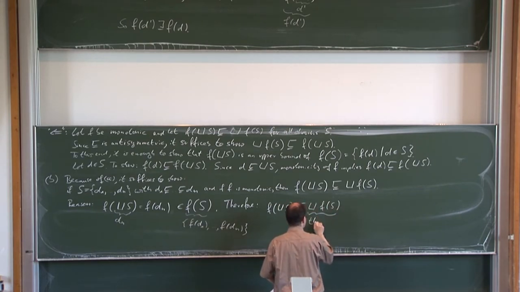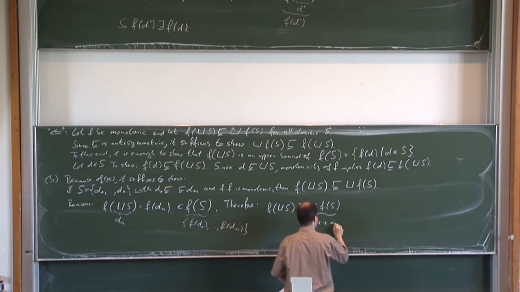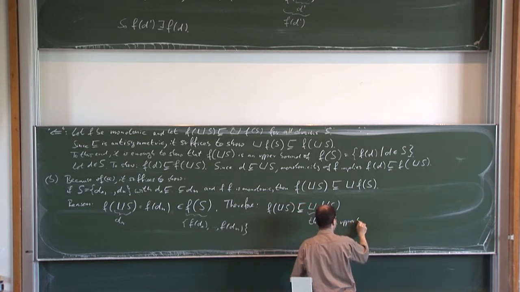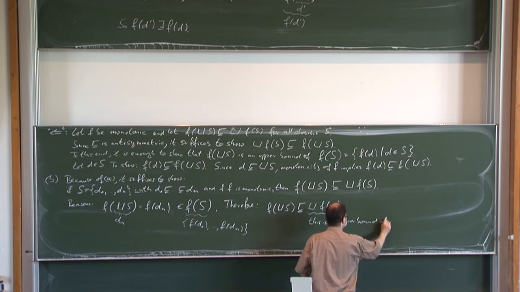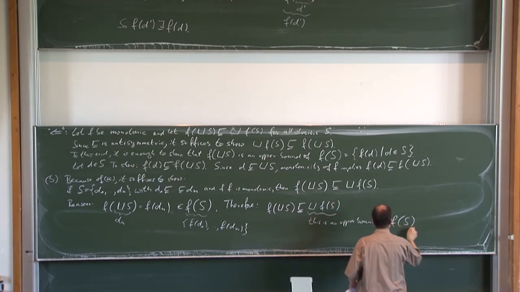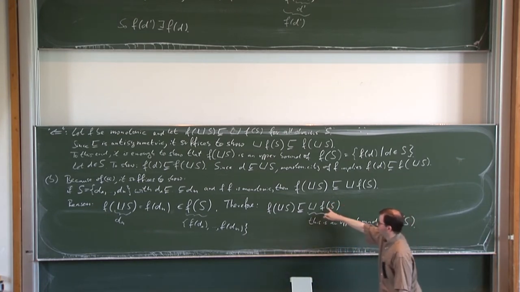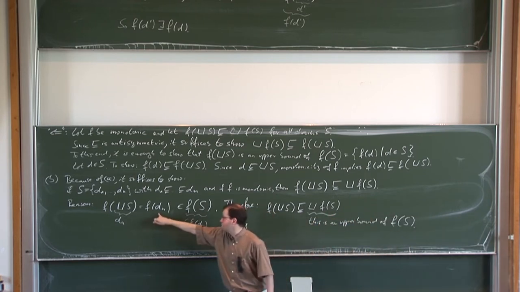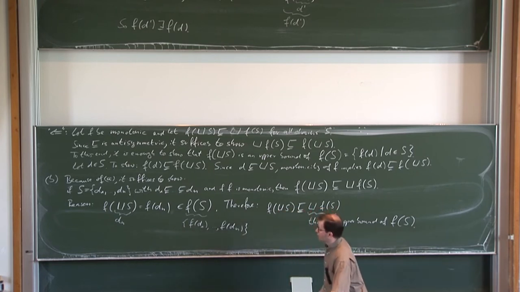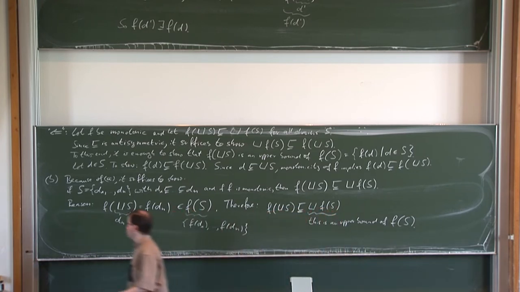The reason is this is an upper bound of fs. And so it must be greater than every element from fs, and this is an element of fs. And therefore, we're done. So this is true for finite chains, but not for infinite chains.